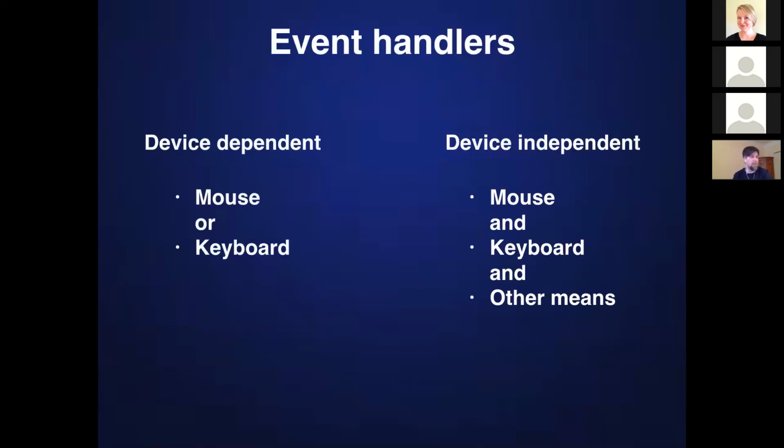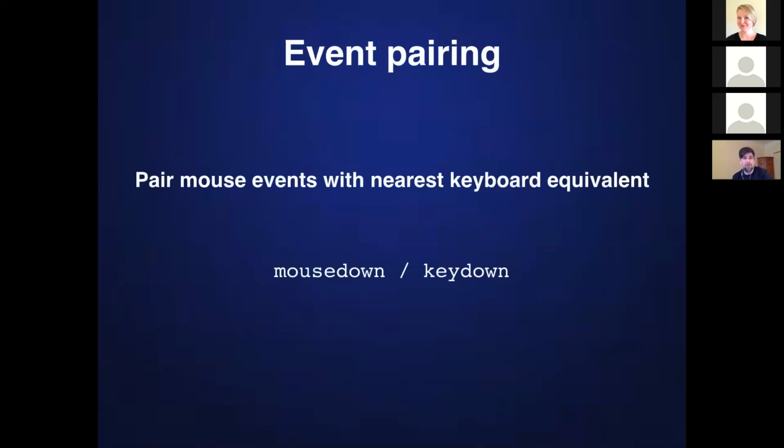So we're talking about event pairing. If there's something that has to happen on mouse down, you make sure that it happens also on key down. That's pretty straightforward. I'm not going to go into more detail, but think about that. If you can't use a device independent event handler, try to double up and make sure that both are happening, whether it's keyboard or mouse.